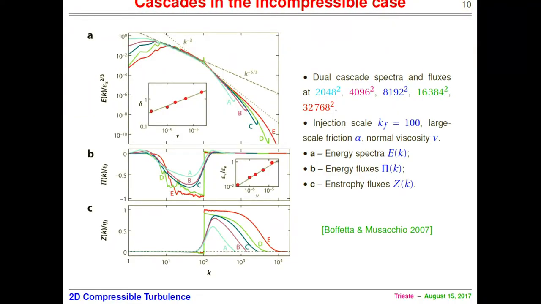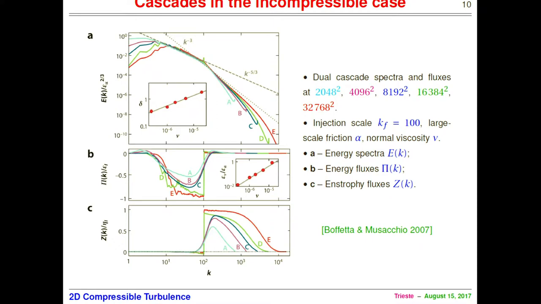Finally, there were simulations that were able to resolve both the direct cascade of entropy and the inverse cascade of kinetic energy in the incompressible case. And so this is a kind of a dual cascade picture that we have seen in a few slides before. Here we have the injection scale, and then you inject kinetic energy and entropy. Kinetic energy cascades to larger scales, entropy cascades to smaller scales. The predictions of Kolmogorov and Kraichnan are roughly reproduced here with a series of simulations that show numerical convergence.